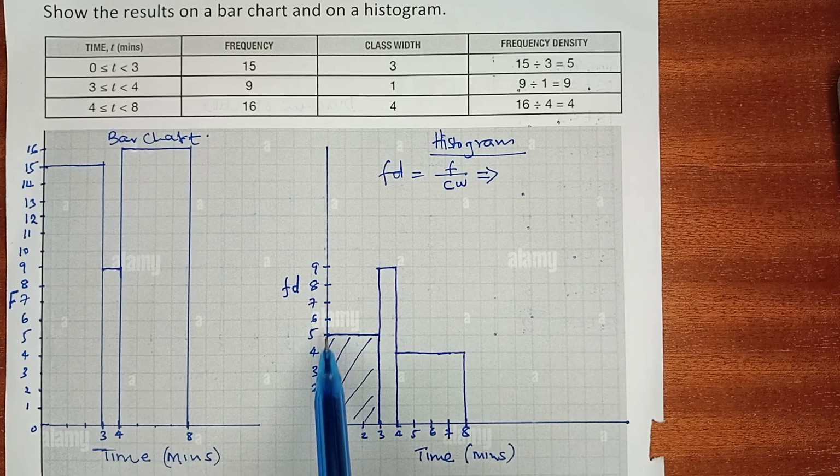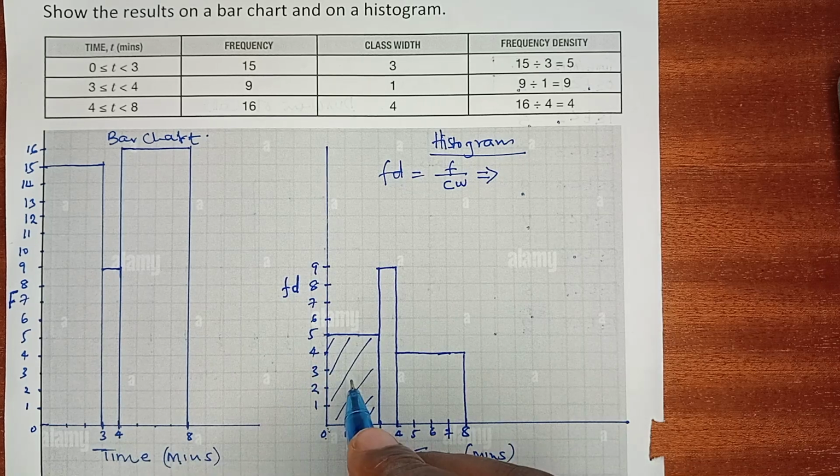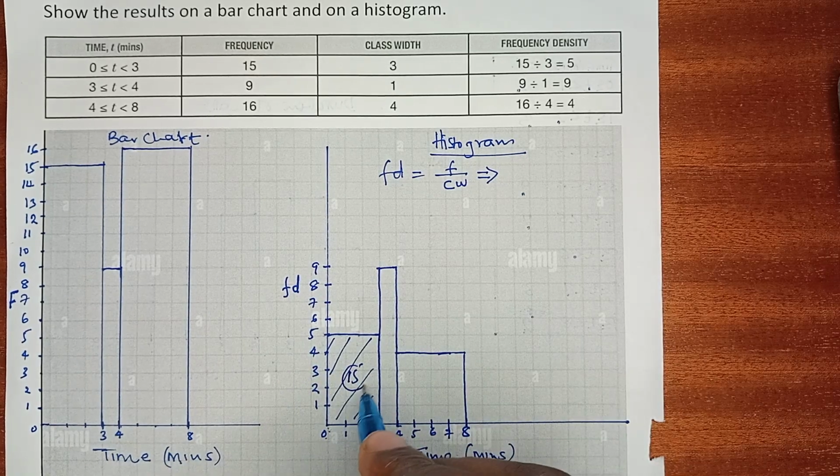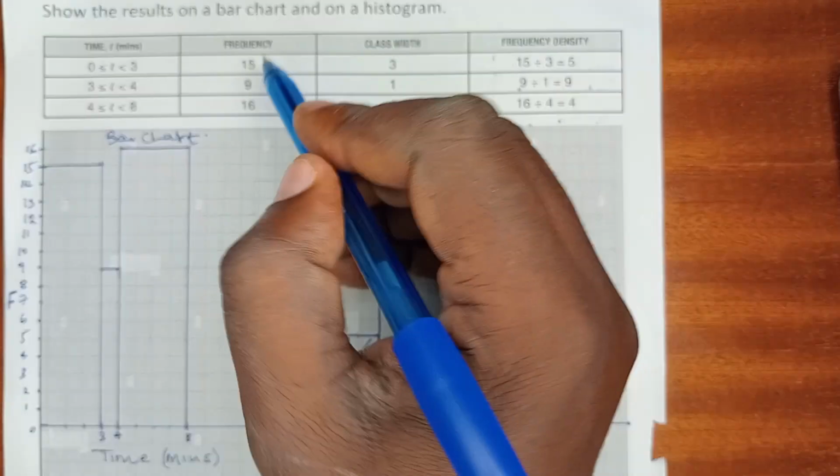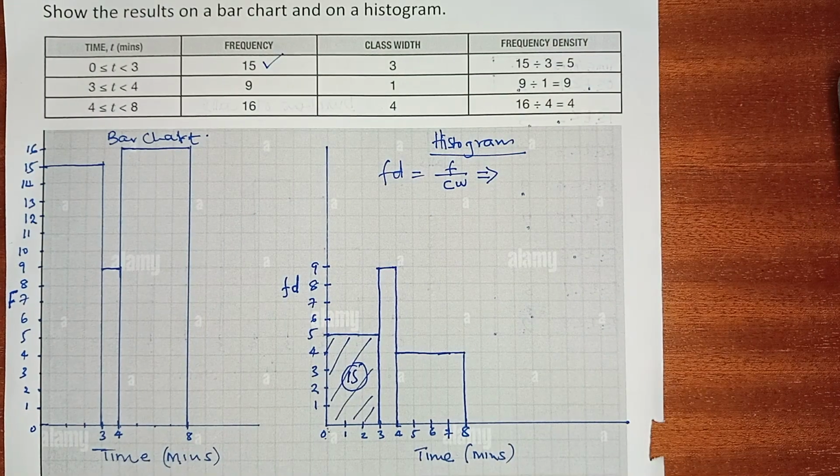And that means the area of this bar will give us back the frequency. Because, for instance, 3 times 5 is actually 15. And that 15 is noted to be the frequency in the first class. That is very, very important for all of us to remember and even to know. The area of every bar in the histogram will give us back the frequency.